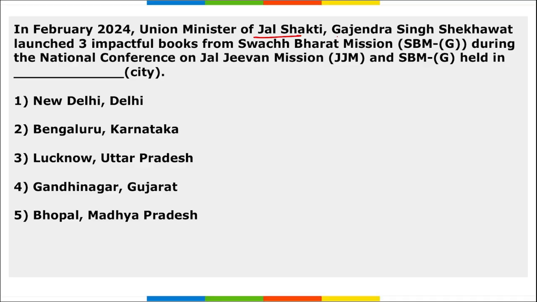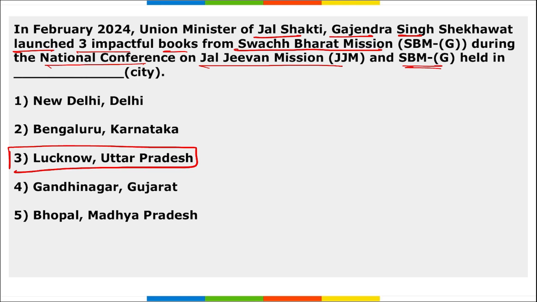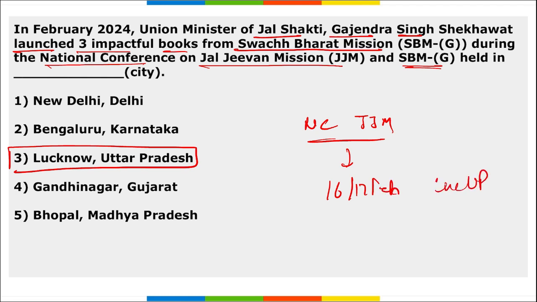Now let's move to some revision current affairs. Union Minister of Jal Shakti Gajendra Singh Shekhawat launched three impactful books from Swachh Bharat Mission Gramin during the National Conference on Jal Jeevan Mission and Swachh Bharat Mission Gramin that was held in Lucknow, UP. Correct? So the books were on Swachh Bharat Mission Gramin, and were launched during the National Conference on Jal Jeevan Mission. This event was held on 16th and 17th of Feb in Lucknow, UP.